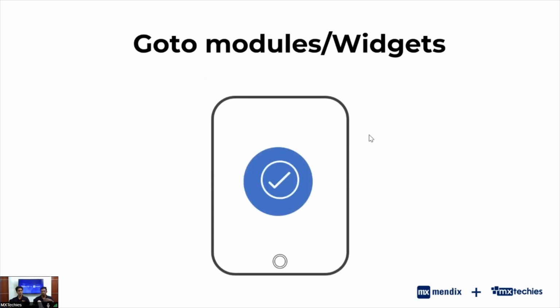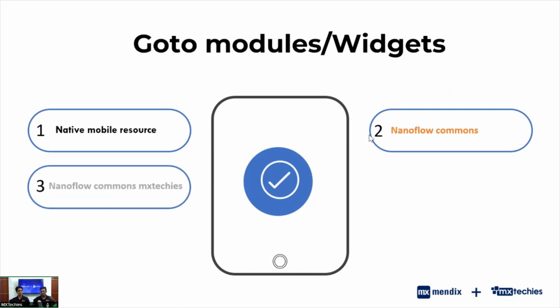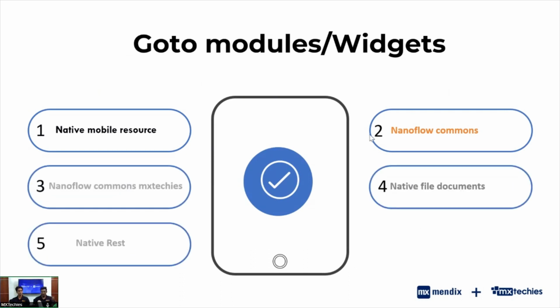So let's see the go-to modules. These are the go-to modules we can use in our native applications. First, native mobile resource, nanoflow commons, MXTechies, native file document, native REST.